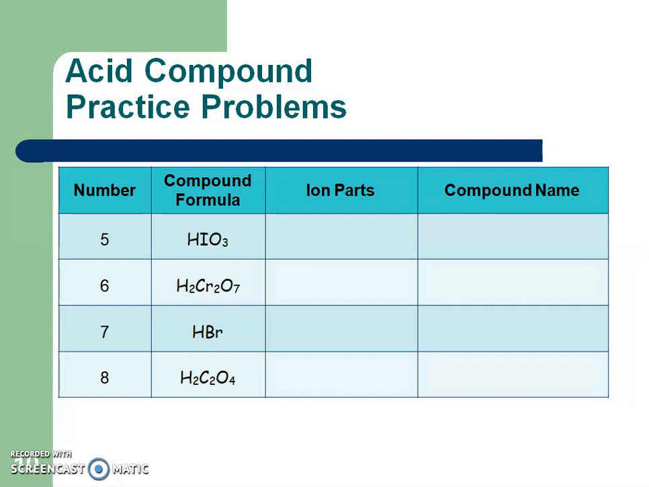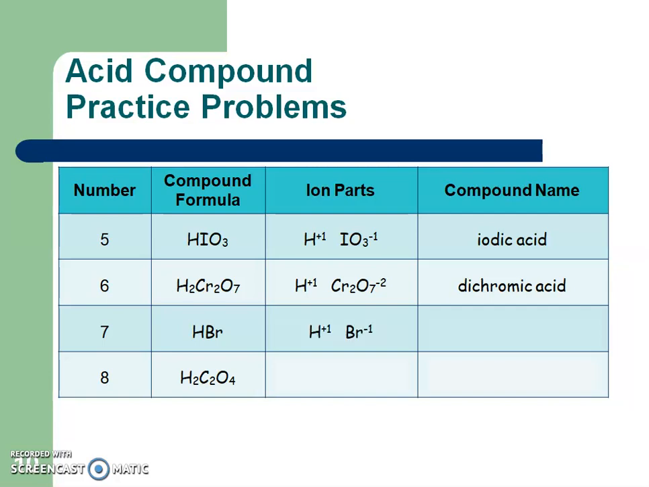Can you try these next 5? So pause. Hopefully you paused the video. You tried the ion parts and the compound name. So you should have gotten those for your parts for number 5, and there's the name. Number 6, those are your ion parts and the name of that acid. And notice I always write acid afterwards because that's what you will see. You will see acid names with the word acid after it.